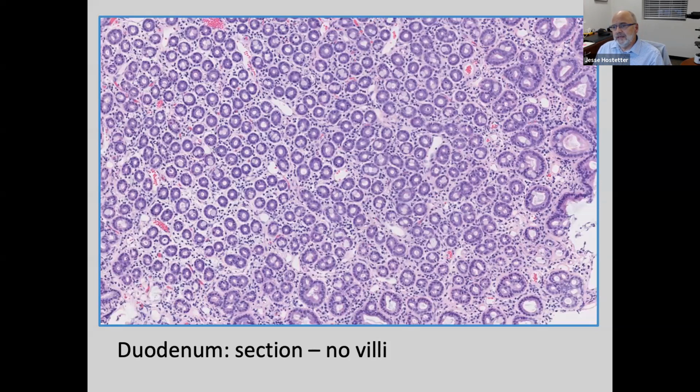I don't have any data to support this, but when I look at it, my eyes tell me that there's more inflammatory cells than there really should be, and that's not the case. It's just an artifact of how this was cut. And so these sections are difficult to read, and from this, you can't make any assessment of the villi at all.